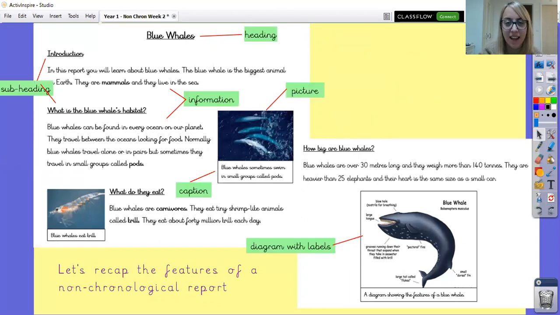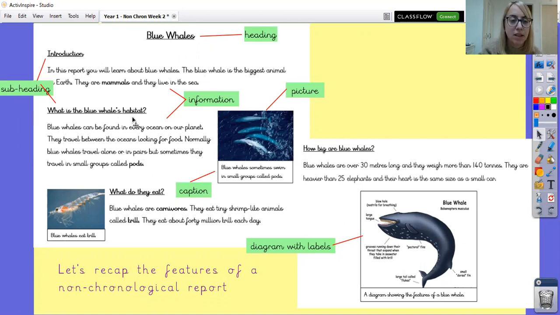Okay, year ones, hopefully you got the right ones in place. So of course at the top we have the heading that tells the audience, the reader, what the non-chronological report is going to be about. We also have subheadings, so smaller headings under the main one, and they help us organize the information so that it's not all over the place, okay? And underneath each subheading you'll find a paragraph of information. A paragraph is a section of information, and that section will always be about what the subheading is saying.